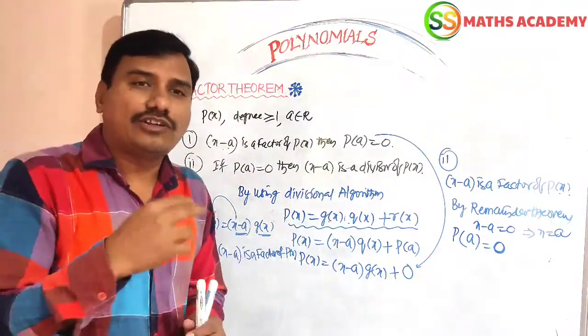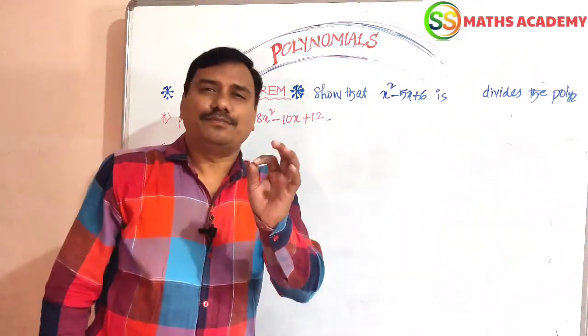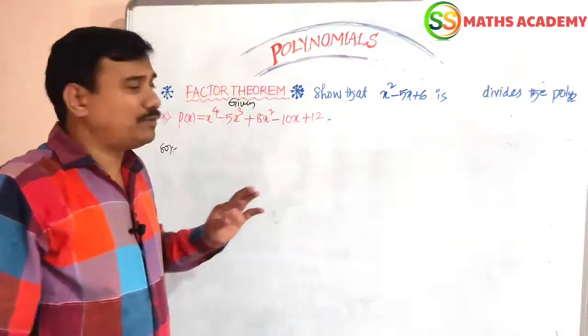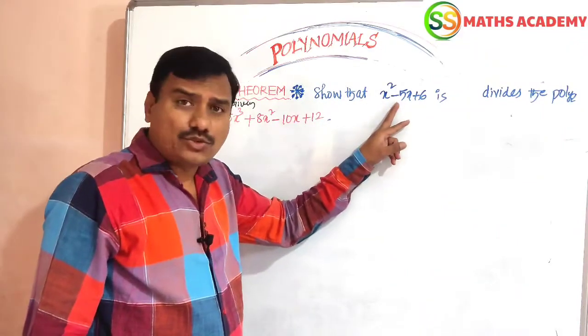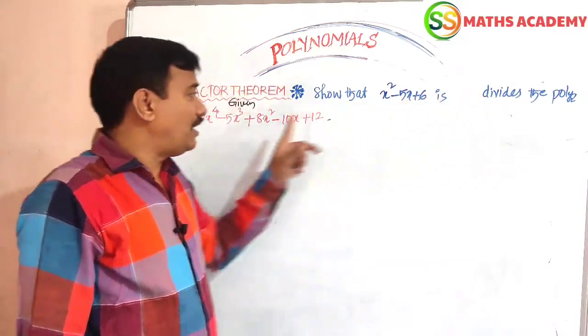By solving one or two examples, you can understand it clearly. Let us see such a good question, which I am going to explain. Show that x squared minus 5x plus 6 is a divisor of the polynomial.